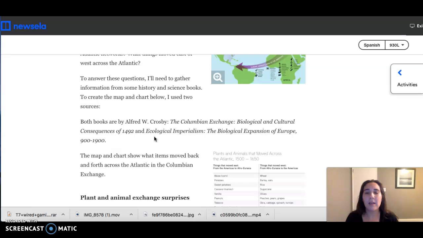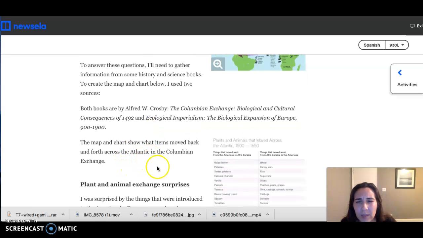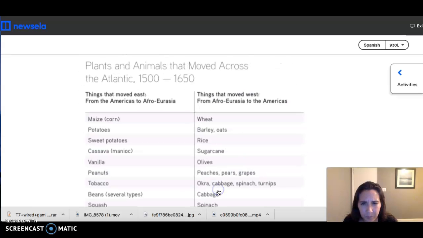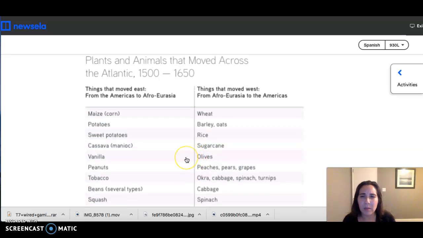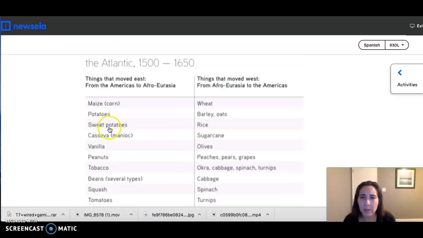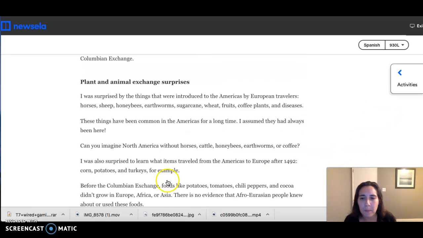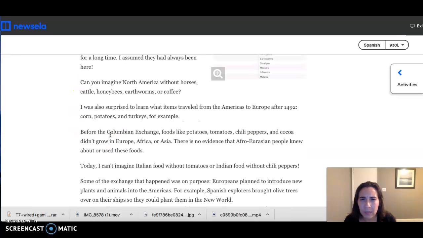Whew, that is a mouthful. The map and chart show what items moved back and forth across the Atlantic in the Columbian Exchange. And then again, here is a chart. And you could see, this is just a chart form of the map that you saw. These are things that moved east, so they went from the Americas to Afro-Eurasia. And then these things are things that went west, so from Afro-Eurasia to the Americas. Super cool. Okay, continuing the article.